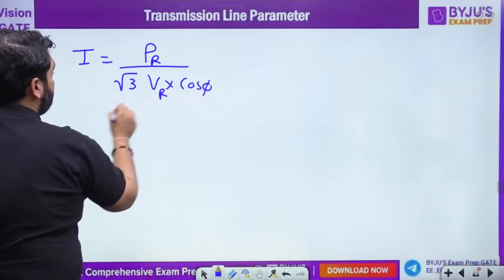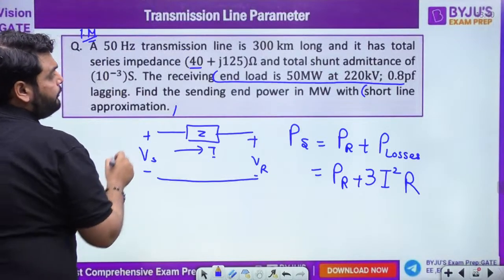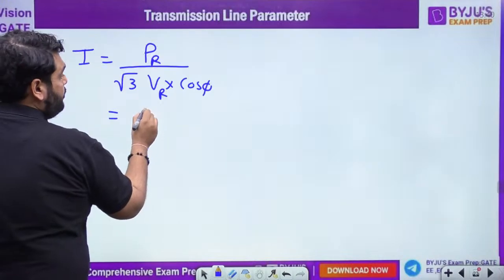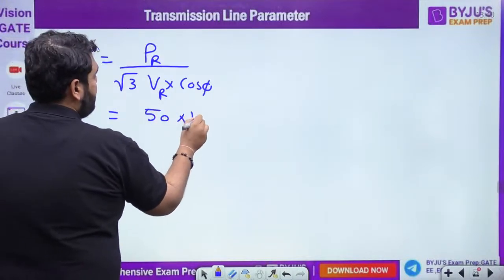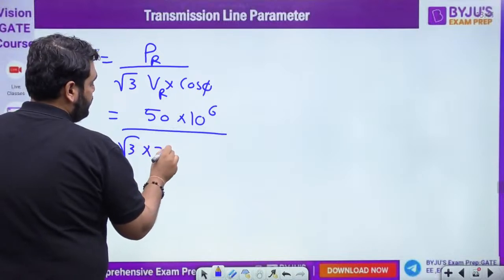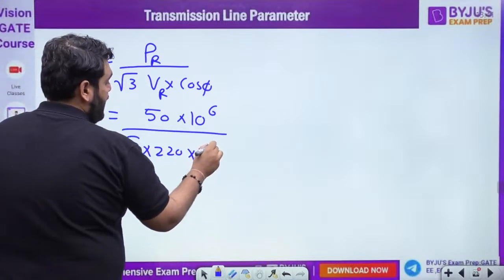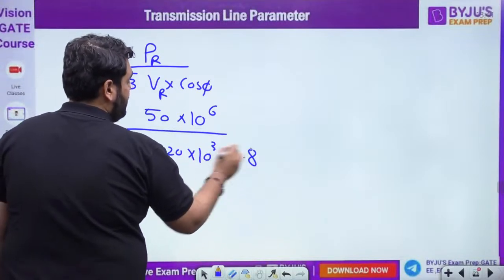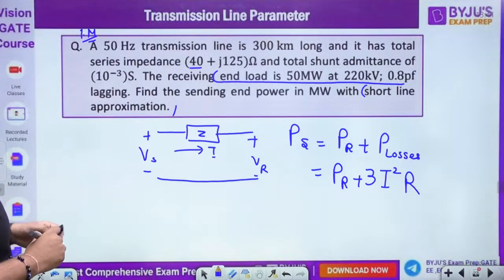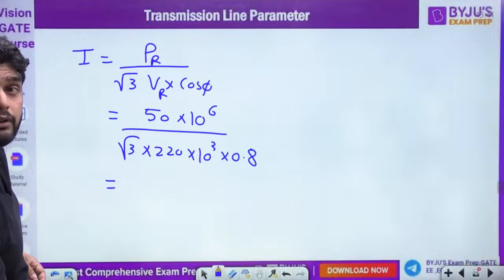है ना? Simple concept. So what is the power here? 50 megawatt. So 50 megawatt है ना? So 50 into 10 raised to power 6 divided by root 3 multiplied by 220 kV and the power factor is 0.8. The power factor is 0.8. Let me check. Power factor is 0.8. Power factor lagging. हाँ. Now we can solve this one.